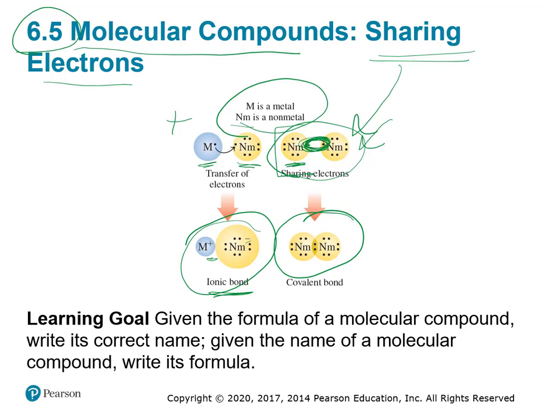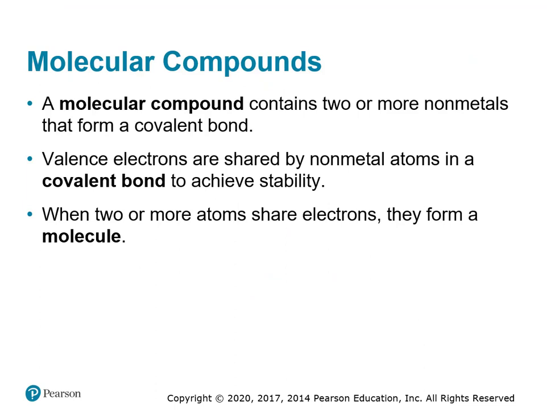and we can see that they're both happy in that covalent bond. So your learning goal for this section is, given the formula of a molecular compound, write its name, and given the name of the molecular compound, write its formula. A molecular compound contains 2 or more nonmetals that form a covalent bond. The outermost electrons, or the valence electrons, are shared by nonmetal atoms in a covalent bond to achieve stability. When 2 or more atoms share electrons, they form a molecule.